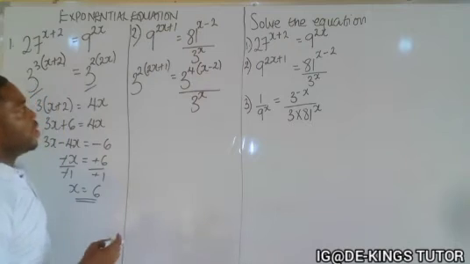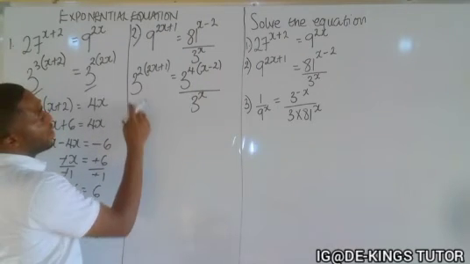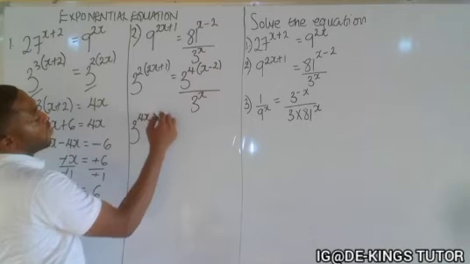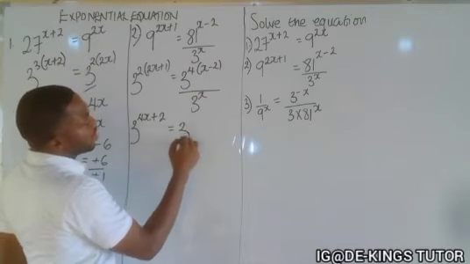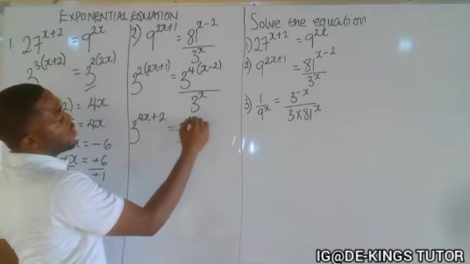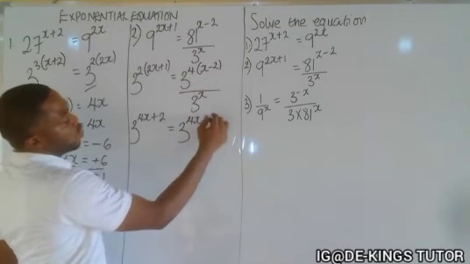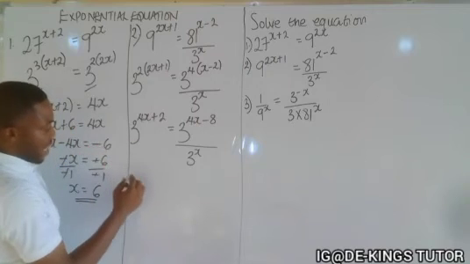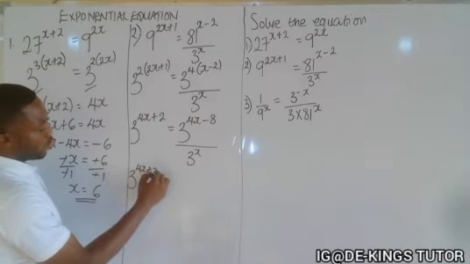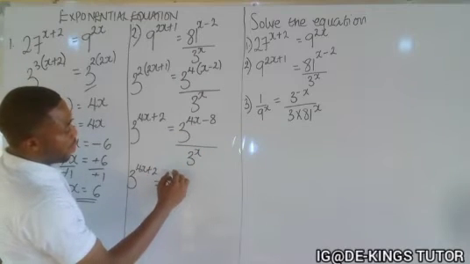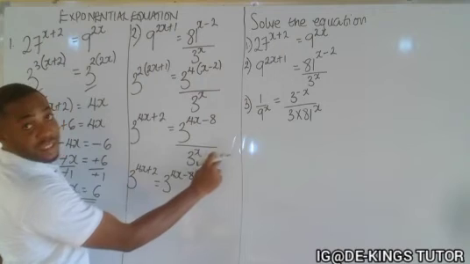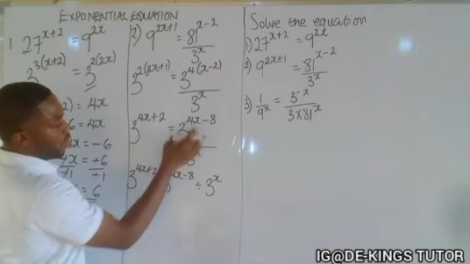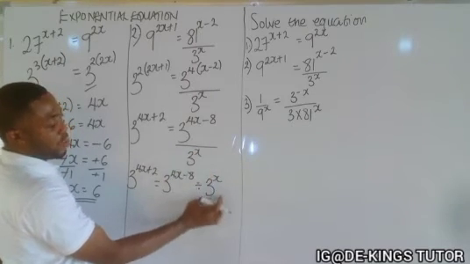If I solve for that, I open this bracket: 2 times 2x gives me 4x, plus 2 times 1 gives me 2. Equal to, if I open this bracket, 4 times x gives me 4x, minus 4 times 2 gives me 8, divided by 3^x. Now this can also be written as 3 raised to the power 4x plus 2 equals 3 raised to the power 4x minus 8, divided by 3^x. The line is division, and the numerator is 3^(4x minus 8).